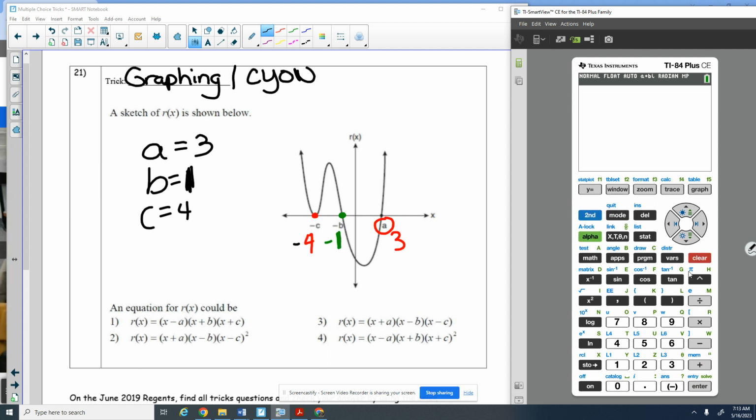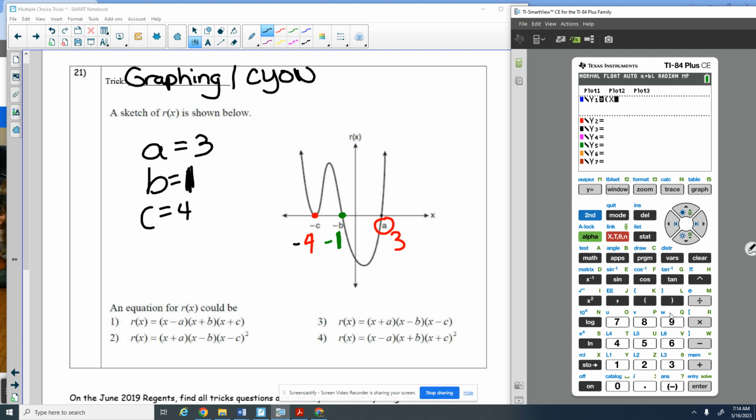So I'm going to clear everything out. 3 store as A, 1 store as B, and 4 store as C. Okay. So now I'm going to go to my graphing screen, and I am going to try the different choices. Now, in the interest of time, I do know which one's going to work correctly. So I'm going to do that one, but I'm also going to do one that's wrong. Because I see this double root at this negative C value, I'm pretty sure that it's either 2 or 4 because I know there's something with a squared.